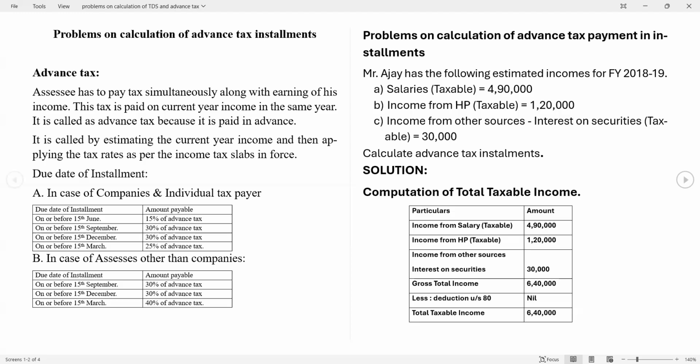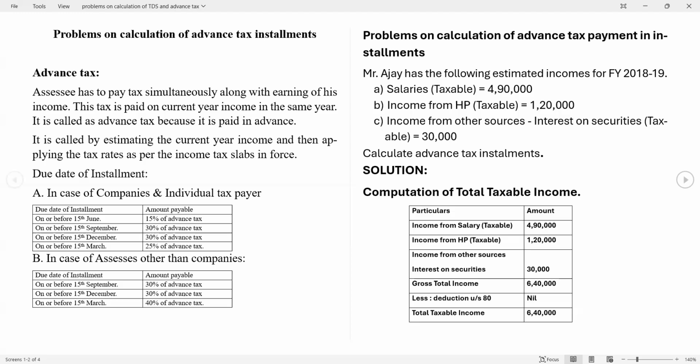This is step number 3, computation of advance tax payable in installments. Now, for this, we have to take 3 columns: due date of installment, percentage of tax payable, and amount payable in the form of tax. The first installment will be payable on or before 15 June, 15%. On 42,120, 15% gives 6,318.